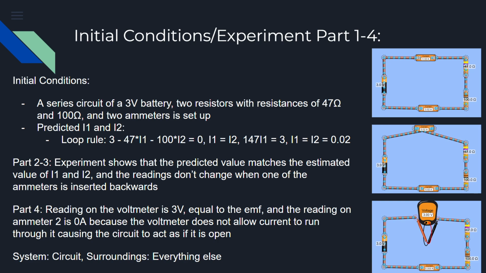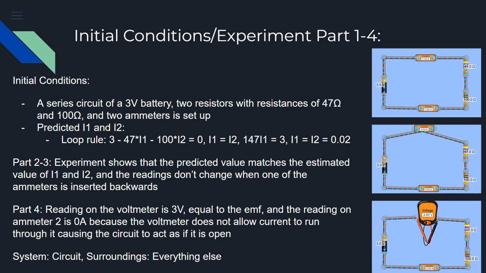So the initial conditions of the experiment were a series circuit of a 3-volt battery, 2 resistors with resistances of 47 ohms and 100 ohms respectively, and 2 ammeters. The predicted current 1 and current 2 are found by the loop rule, which is 3 minus 47 times current 1 minus 100 times current 2 equals 0.